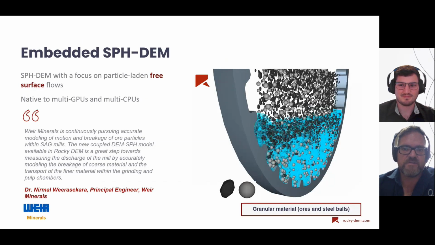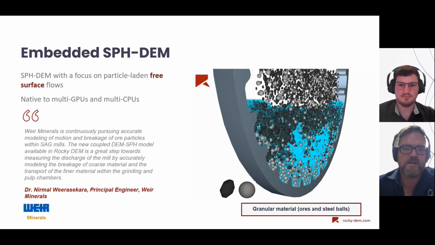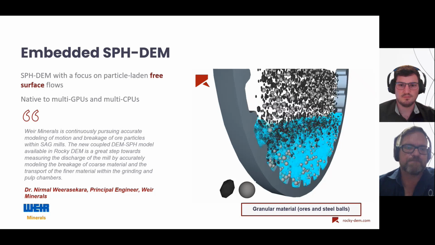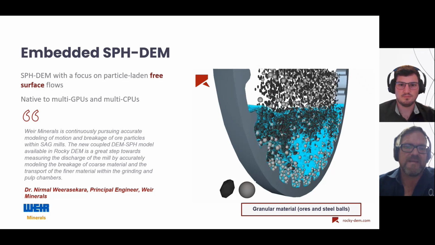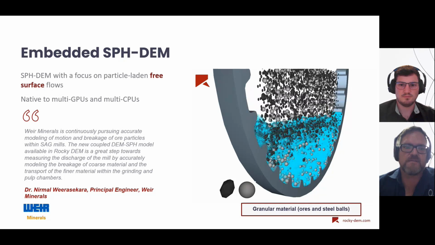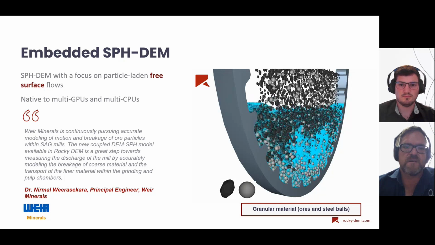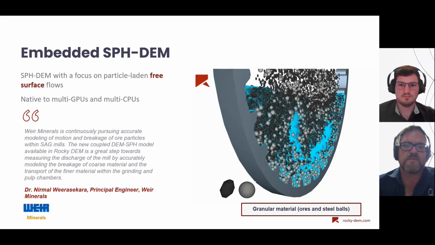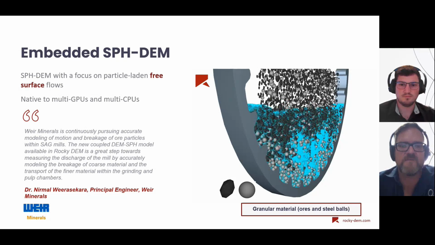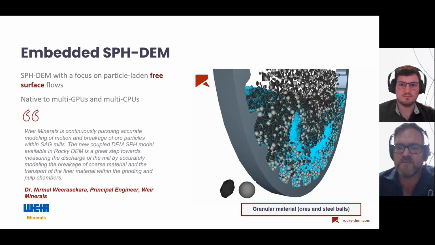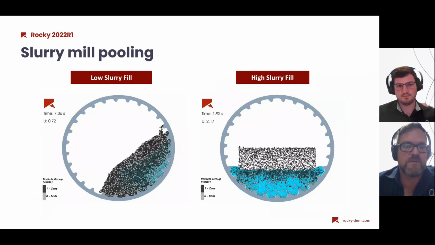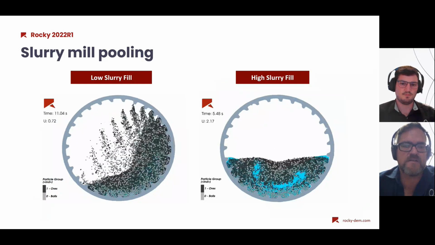This is a great addition to Rocky. We've been talking about this for a couple of years. There's a very old technology called SPH, and it basically treats the fluid as particles. And it's very efficient to solve these kinds of multi-phase DEM problems. In the mill industry, this is very good for slurries and to add fluid to the mill. For example, my next slide has a very clear representation of the difference between the two approaches with a low slurry and a high slurry fill.